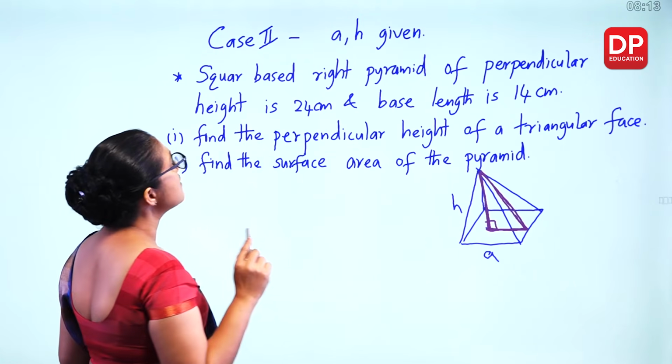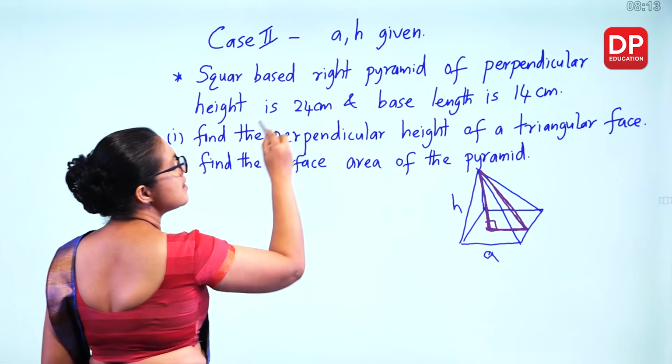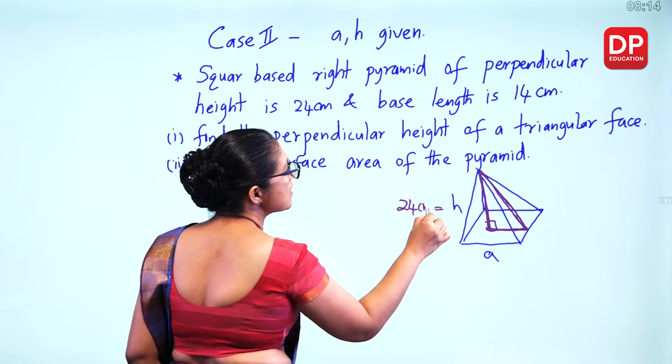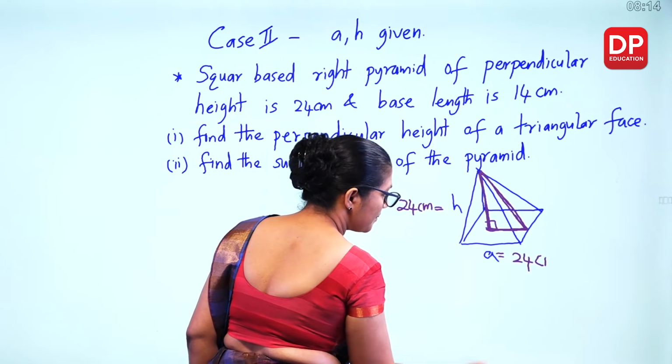So here in this example, what is the height? Height is 24. So this is given, 24 centimeters. So what's the base length? Base length is 14.